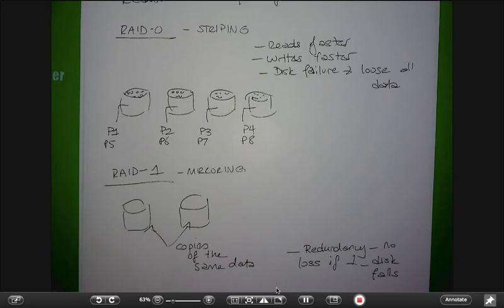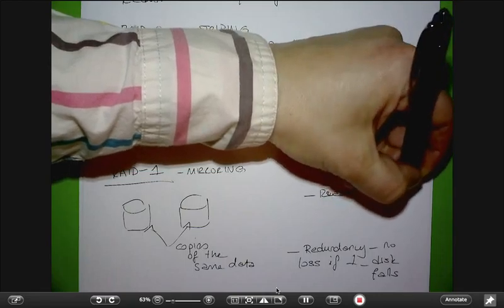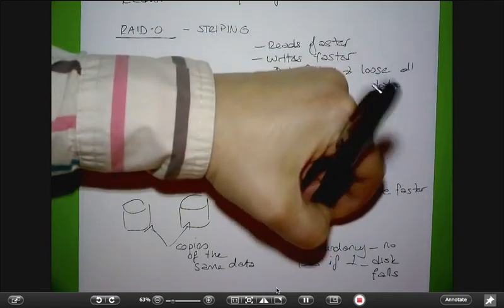Okay. So reads are technically faster, because to read the same data you can choose whichever disk you want. And so reads are faster in general, but writes are slower.